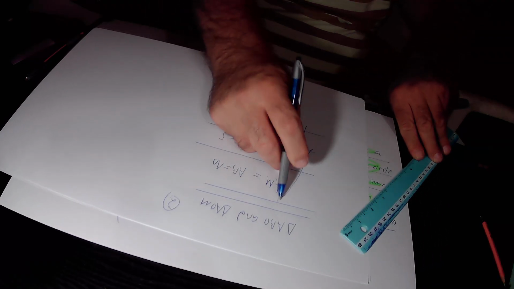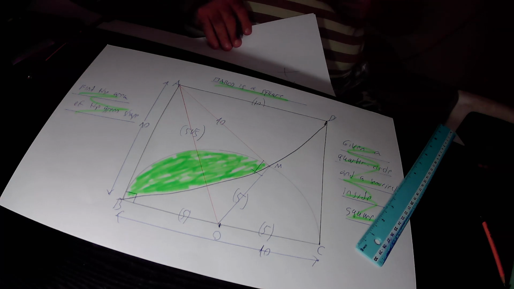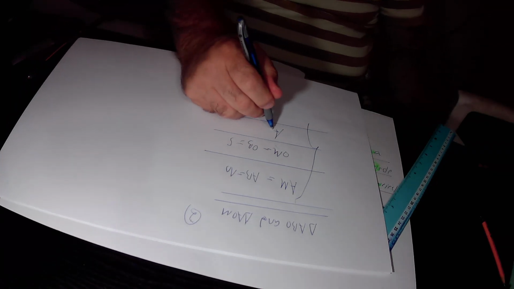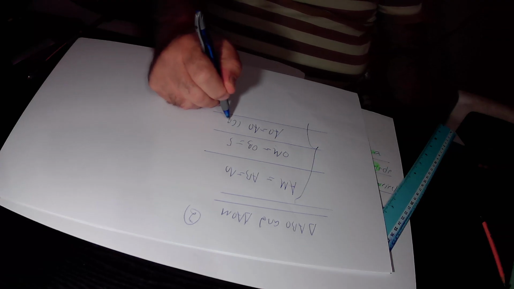And finally, AO is a common side that belongs to both triangles. So you can write down that AO equals itself, a common side that belongs to both triangles.